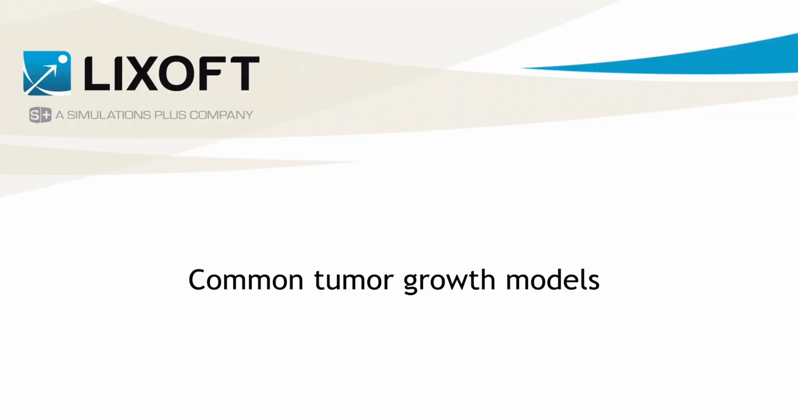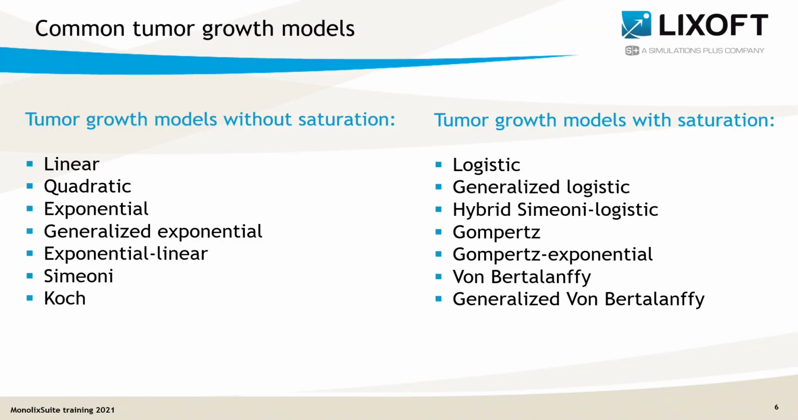I will now show an overview of the common tumor growth models that we have implemented in the library. They are divided into two broad categories, those which are able to capture the saturation of the tumor growth, and those which do not. Indeed, after a growing phase, tumors experience saturation due to limits of nutrient supply, but this saturation is not always observed in the data.